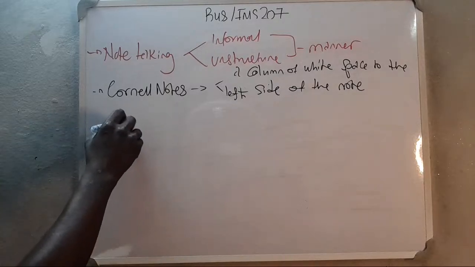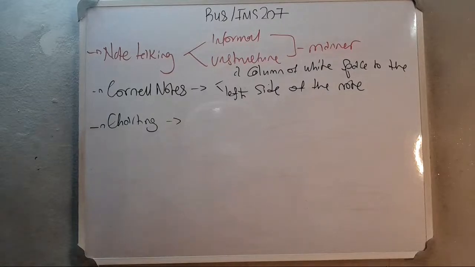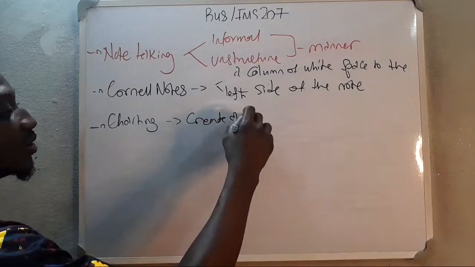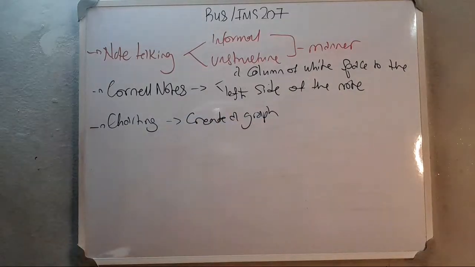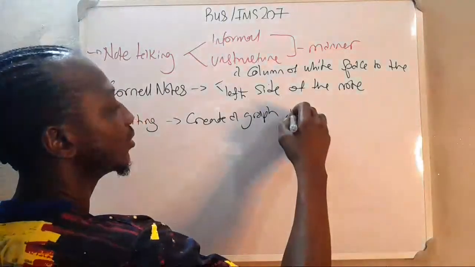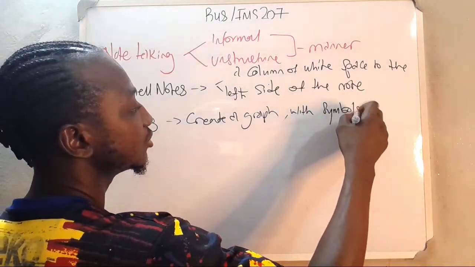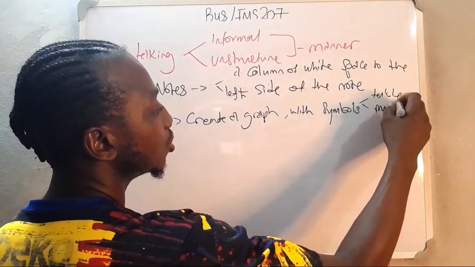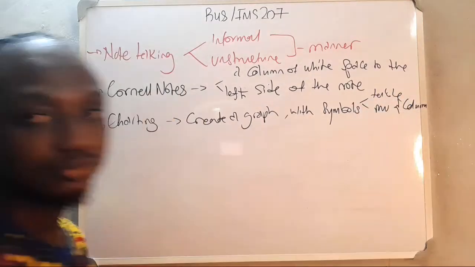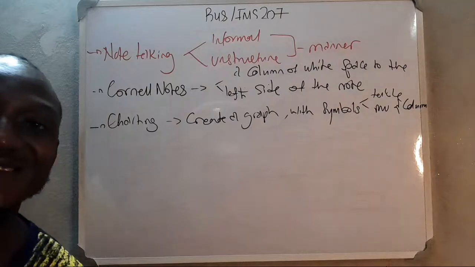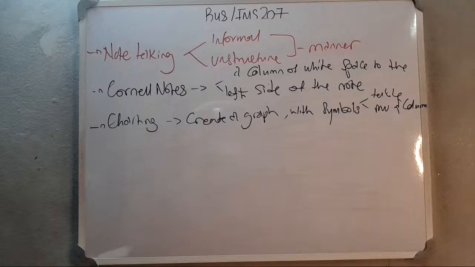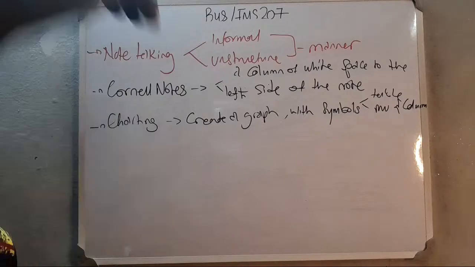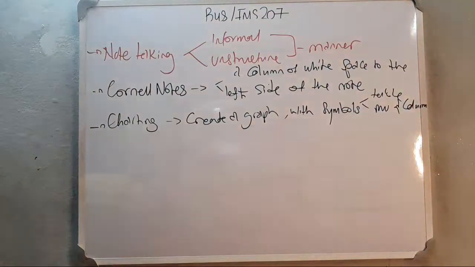Charting now. Here, you create a graph with symbols, or tables with rows and columns. Symbols, tables, rows, and columns. That is for charting. And we have outlining. Notes can be written freely. Many people structure their writing in an outline, like you are listing something. Outline.